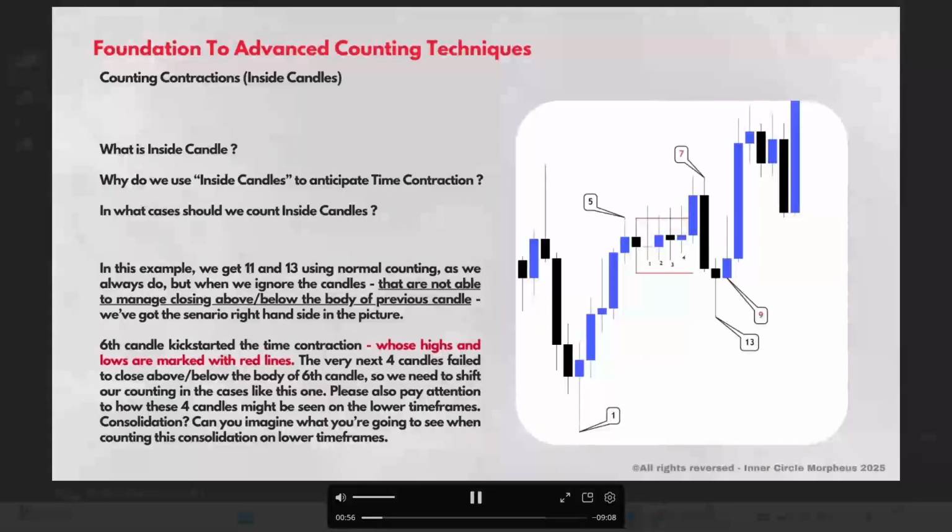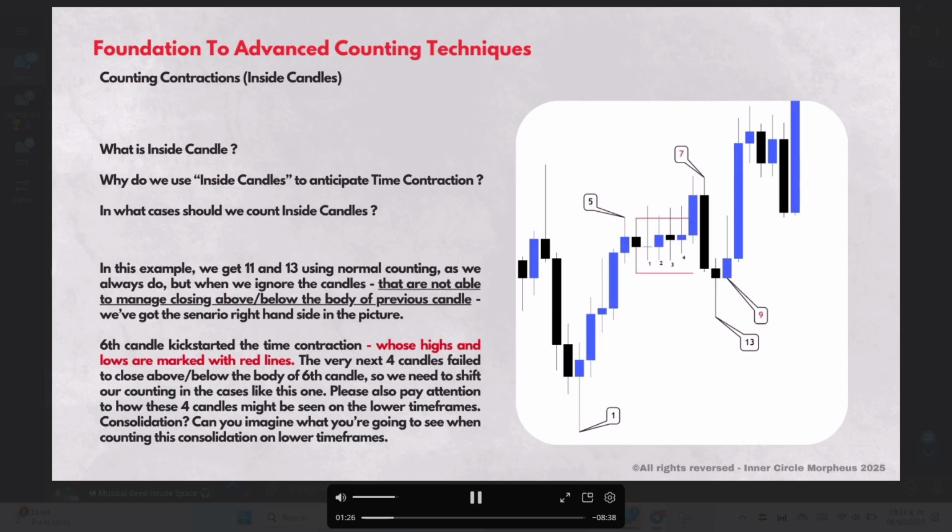Let's talk about inside candles, Neo. Inside candles kickstart the time contraction and have a big role on time distortions as well. We call it inside candle once the very next candle fails at closing above or below of previous candle. Only one inside candle should not change our classic counting. However, consecutive inside candles is when we should pay attention and change the counting. In this example, we get 11 and 13 using normal counting, as we always do.